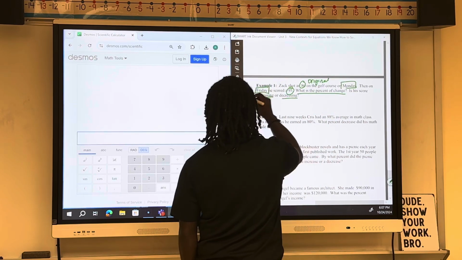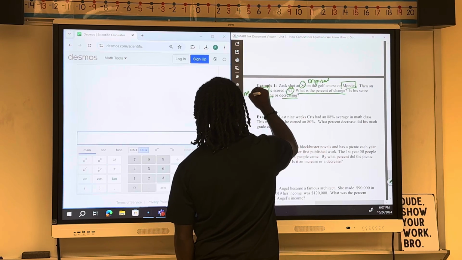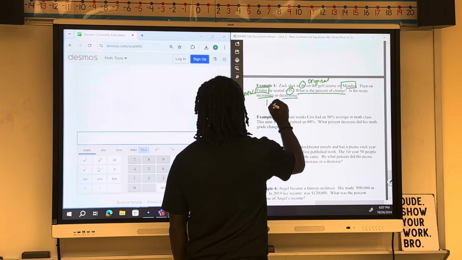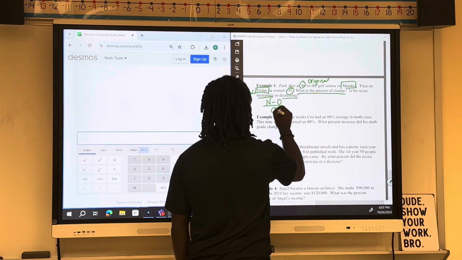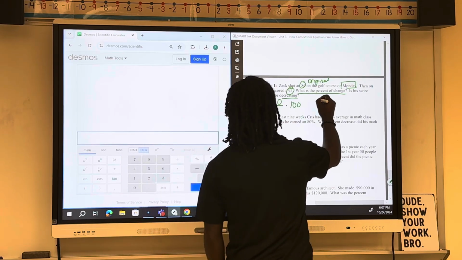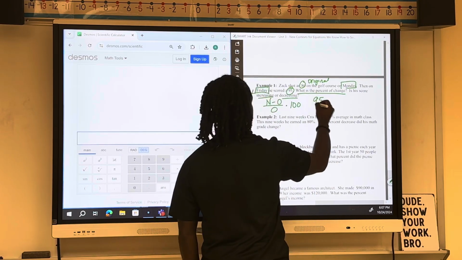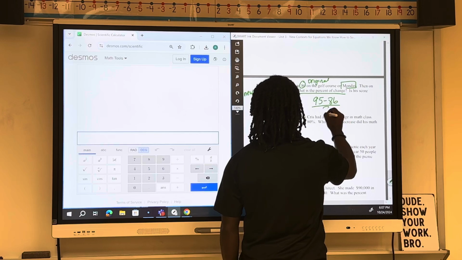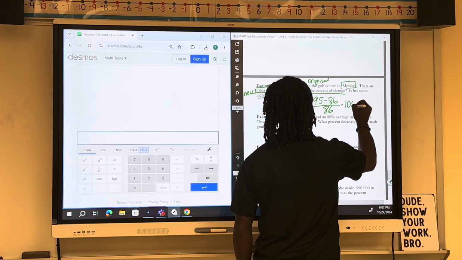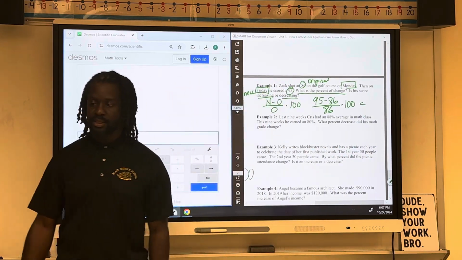And then on Friday, that is the new score. Okay, so the 95 is going to be the new score, times 100. Okay, so the new is 95. So we got 95 minus the 86 over the original, which is 86, times 100. And that is going to give us the percentage.